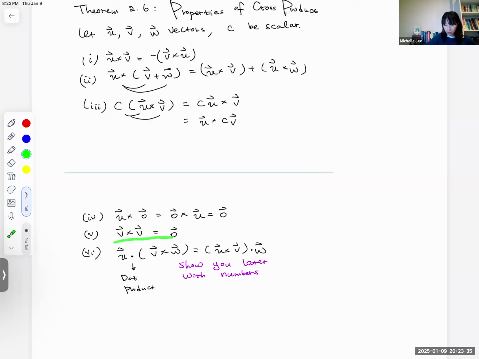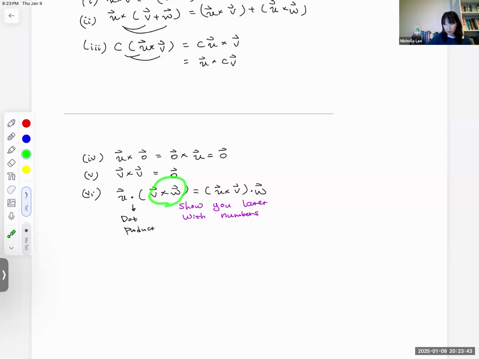Okay, we did this one. A cross product with itself is the zero vector. Okay, now we have a cross product and then we have a dot product. Then this will give us this one, but that will be the cross product, yeah. Then we have a dot product at the end. But I'm going to show you this one later with the numbers. Numbers means vectors, instead of all the letters, right?